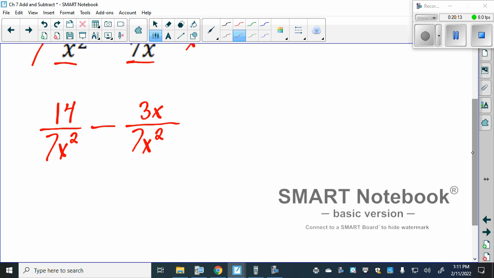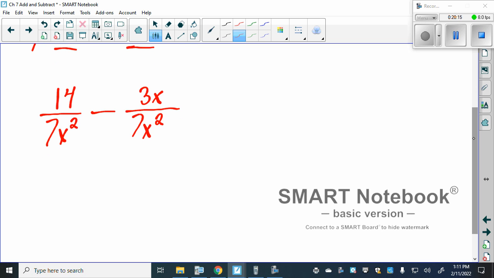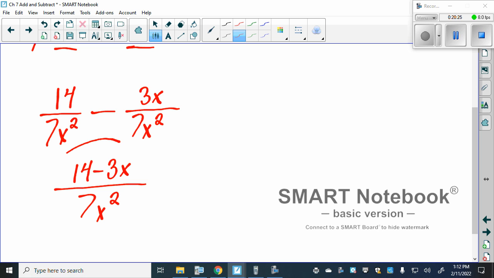Well, last but not least, we can subtract the numerators since the denominators are the same, 7x squared. And in the numerator, we'll have 14 minus 3x. That's actually it.